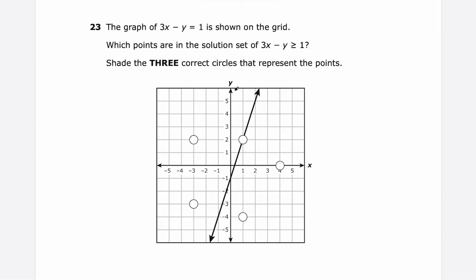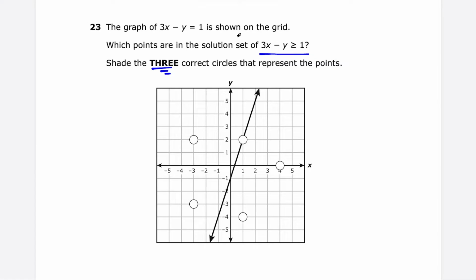Question 23, we have the graph of 3x minus y equals 1 shown on the grid, and we want to know which points are in the solution set of 3x minus y is greater than or equal to 1, and we have to shade the 3 correct circles that represent the points. Now for this question, we just have to be very careful. Please don't just shade everything above this line like this. It's very tempting when you see the greater than or equal to to just assume you're shading above.